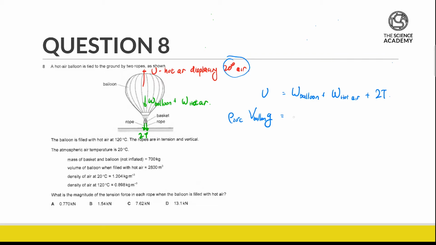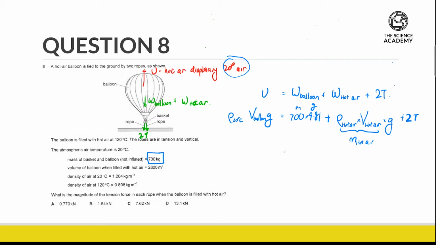On our right hand side, we have the weight of the basket and the balloon, which is given to us as 700 kilograms. So we're just going to take 700 times 9.81, which is just mg, of course. And we have the weight of the hot air, which is going to be rho of the hot air multiplied by the volume of the hot air. This gives us the mass of the hot air, and we multiply by the gravitational acceleration to give us the weight. Then of course we add in the 2T.